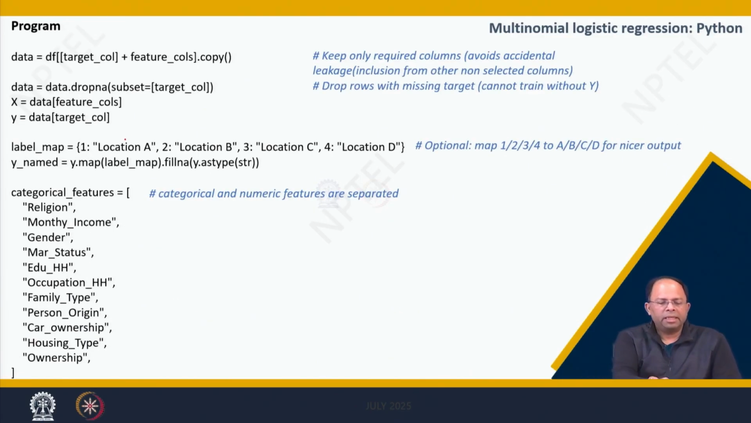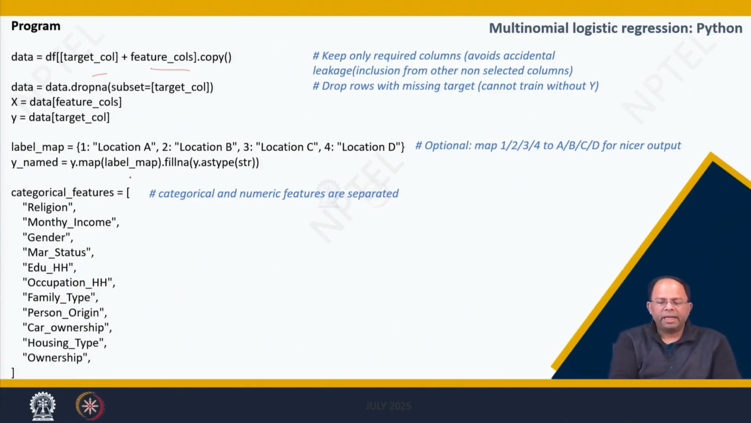Then we are keeping only the required columns here, that is both the feature columns as well as the target column, and we are putting it in data. First we are dropping the subset target column from over here, and X data is equal to the feature columns and Y data is the target column. So whatever is left after dropping the target column becomes the feature columns, and then Y becomes the target column, of course.